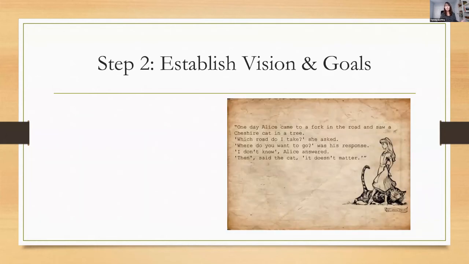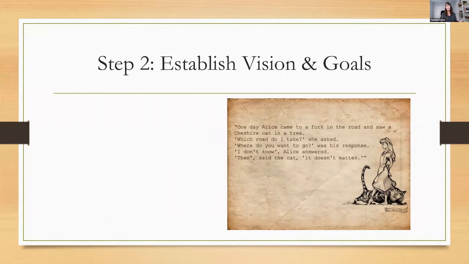The next thing I'm going to ask you to do is start thinking about your vision and your goals. The little caption I have for you is from Alice in Wonderland. It says, one day Alice came to a fork in the road and saw a Cheshire cat in a tree. Which road do I take? she asked. Where do you want to go? was his response. I don't know, Alice answered. Then said the cat, it doesn't matter.